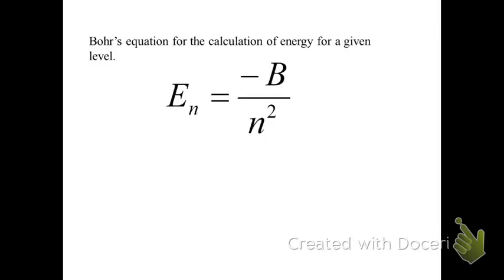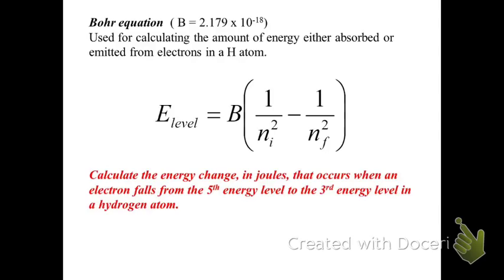So this was his equation that said, if you want to know how much energy there is in a given energy level for an electron, you use the following equation. Negative B, which is Bohr's constant, another number you get to memorize, like h or c, over n squared. And n is the energy level. So energy level 1 is the one closest to the nucleus, then 2 would be a little further, and so on and so forth. Now, the value of B that you must know is 2.179 times 10 to the negative 18th, and the units of that are joules.